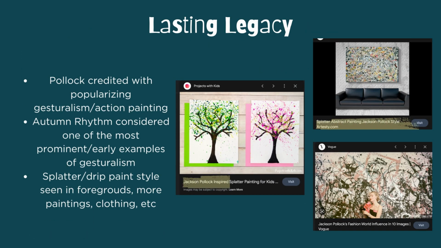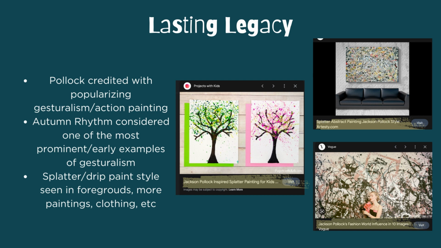Although not creating gesturalism or action painting, Jackson Pollock is credited with popularizing the style and becoming a major figure for modern art. Autumn Rhythm is considered one of the most prominent examples of gesturalism, leading to Pollock's name being bound to the splatter, drip, and pour paint style.